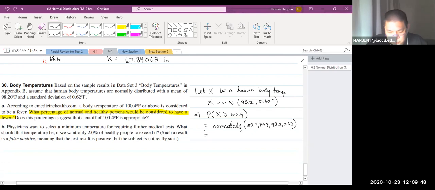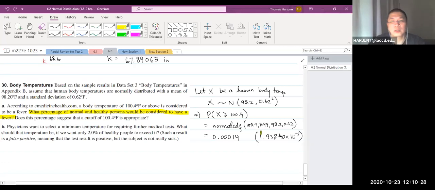This will be normal CDF: 100.4, 98.2, 0.62. I get 0.00019. The number I get from my calculator is 1.93840 times 10 to the negative 4. That's what I get from my calculator.